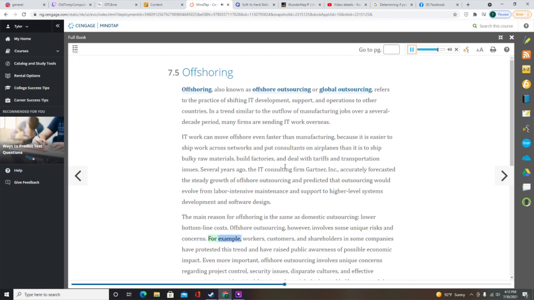For example, workers, customers, and shareholders in some companies have protested this trend and have raised public awareness of possible economic impact. Even more important, offshore outsourcing involves unique concerns regarding project control, security issues, disparate cultures, and effective communication with critical functions that might be located halfway around the globe.